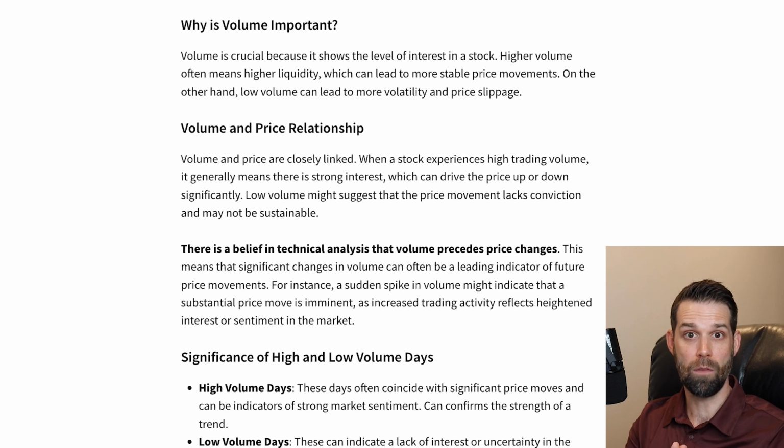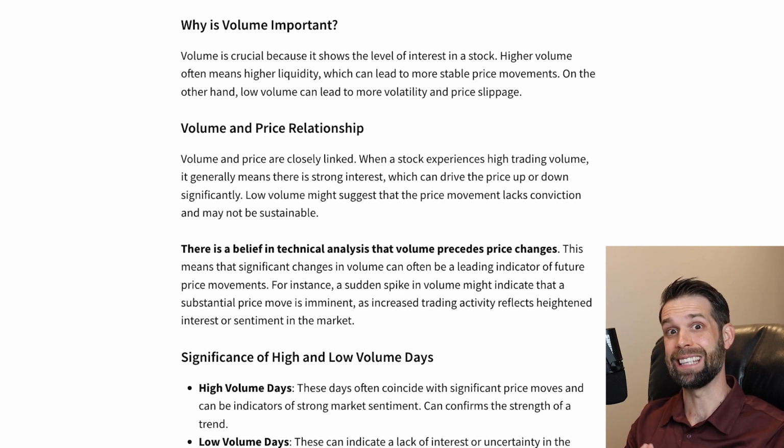On the other hand, low volume can lead to more volatility and sometimes some price slippage. That refers to when you put in a buy order at 100 and it gets executed at 101, which is a bit of slippage. If there's less volume and less liquidity, then you can't always get the prices that you want. Now, there are day trading strategies that are good for higher volatility and low volume stocks, but obviously there are strategies that are good for high volume and high liquidity as well.